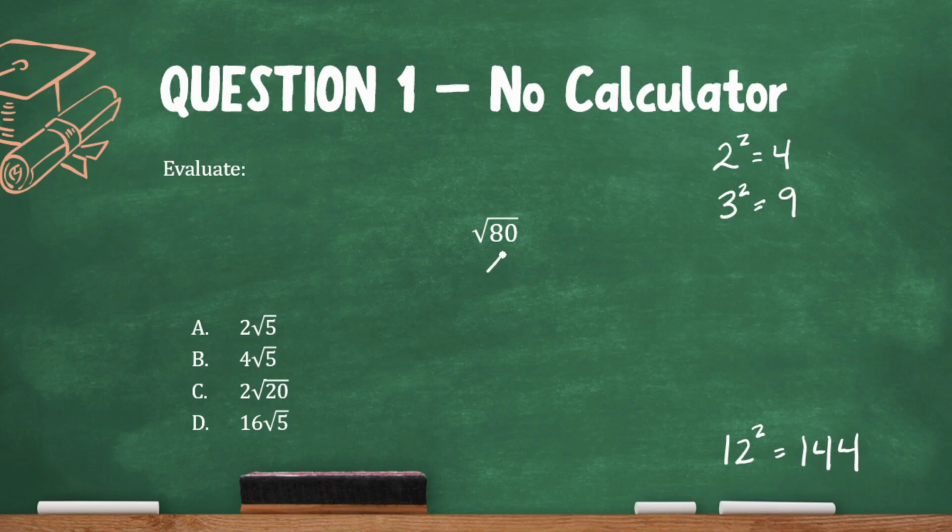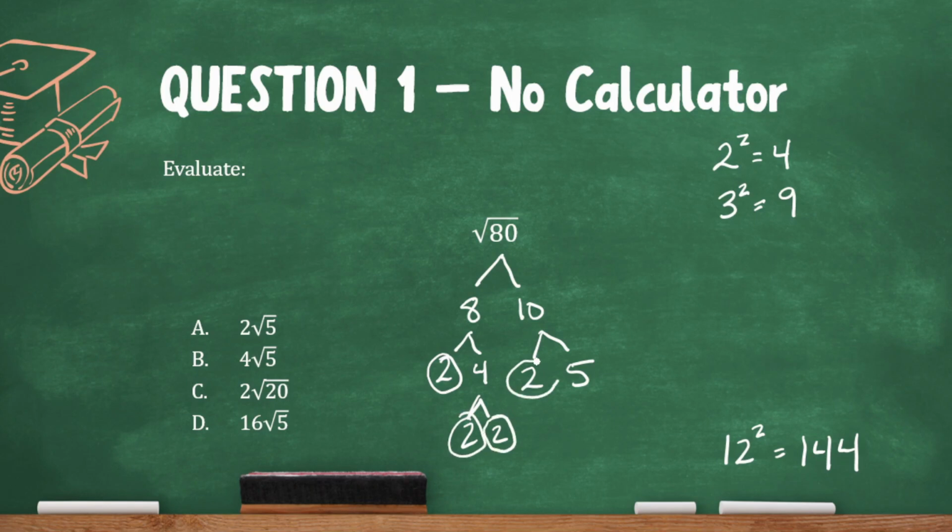So I know that 80 is 8 times 10. So I'll go ahead and break that down. And I could do 2 times 4 is 8. And 2 times 5 is 10. I could break this further down into 2 times 2. So here's the prime factorization of 80. We want to look at all the numbers on the end here. So we've got 2 times 2 times 2 times 2 times 5 equals 80.